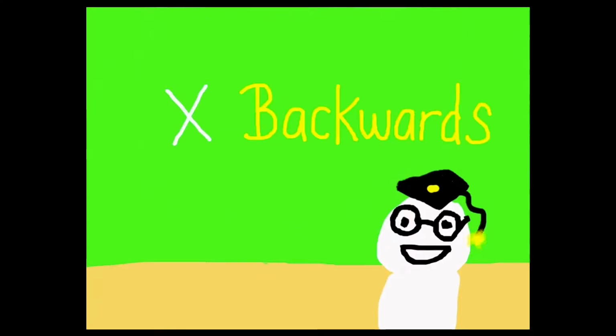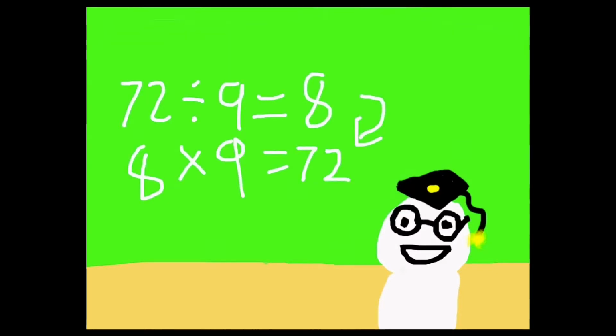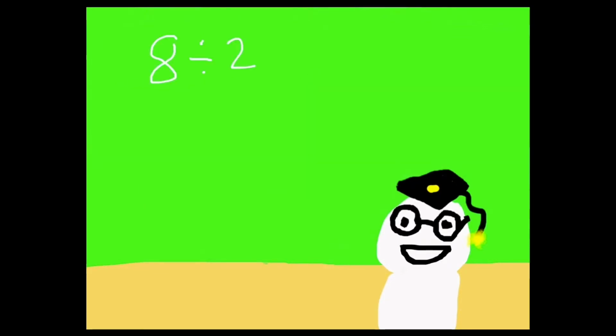Now time for division. Division is multiplication backwards. So 72 divided by 9 equals 8. But the opposite of that would be 8 times 9 equals 72. Here's another example. 8 divided by 2 is the same as 4 times 2.